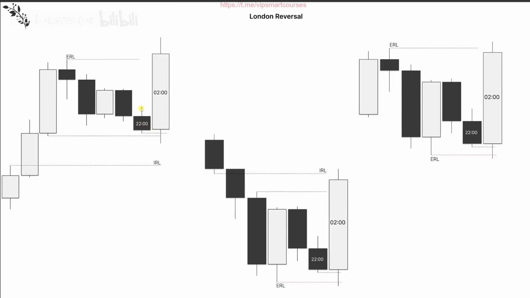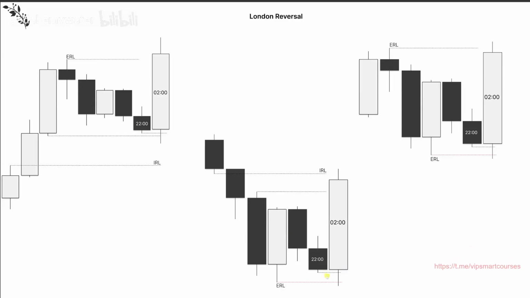As you see here, we will be pairing all the logic we've used for liquidity theory and candle closures. As you see, price comes here, trades into this internal range liquidity, manipulates this previous 4-hour candle's low, and then expands away from it and takes out this ERL.